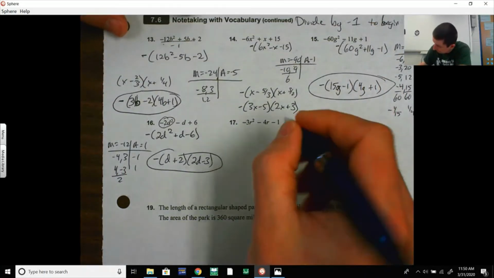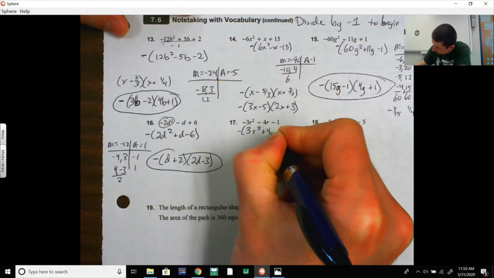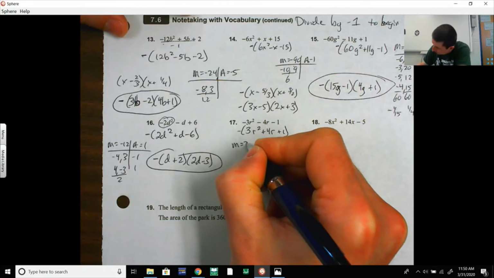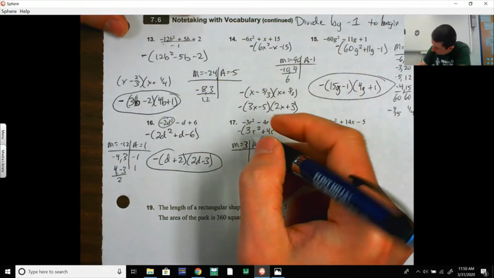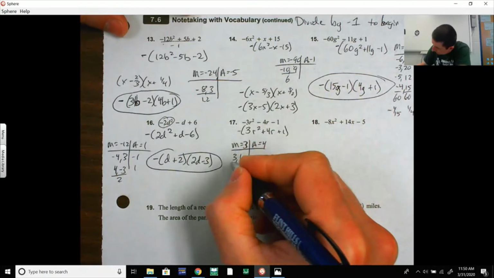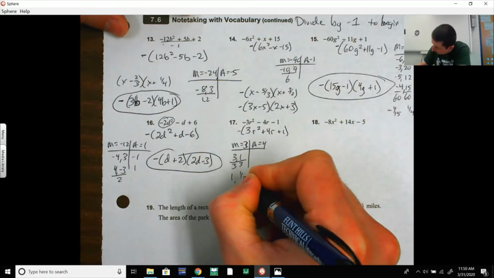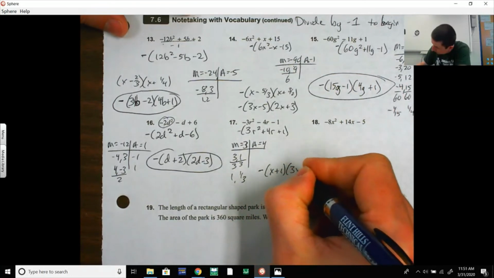2 more. Negative 3r squared plus 4r plus 1. So what multiplies to 3 and adds to 4? That'd be 3 and 1. Divide each of those by 3, so we get 1 and 1/3. So negative x plus 1 times 3x plus 1.